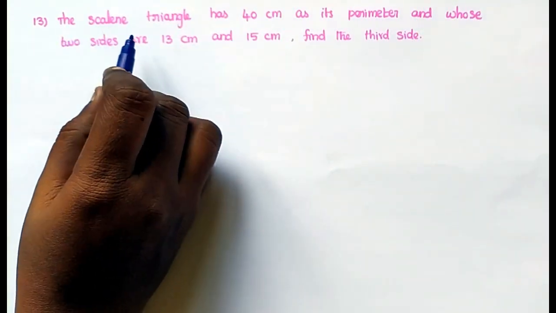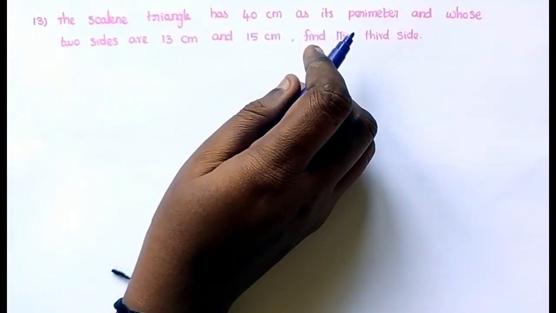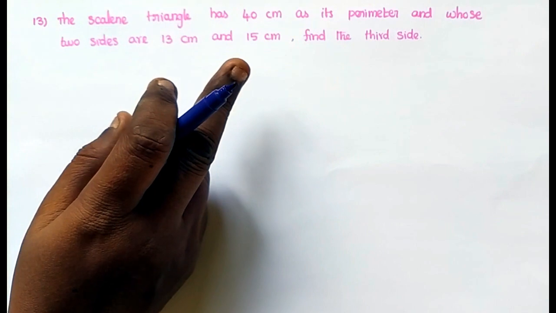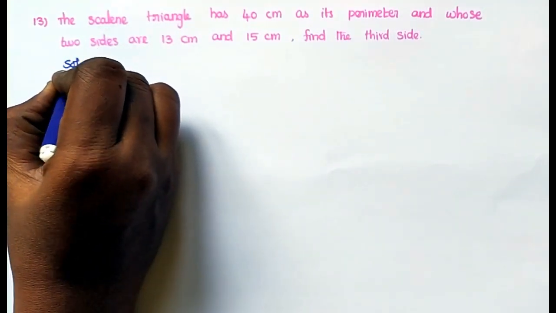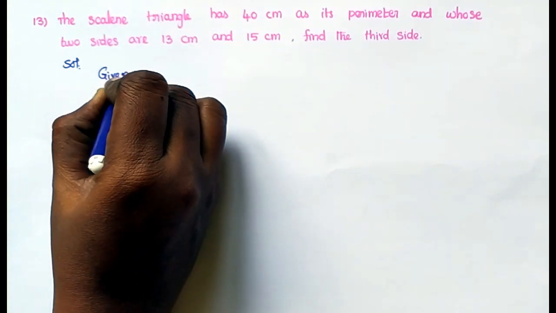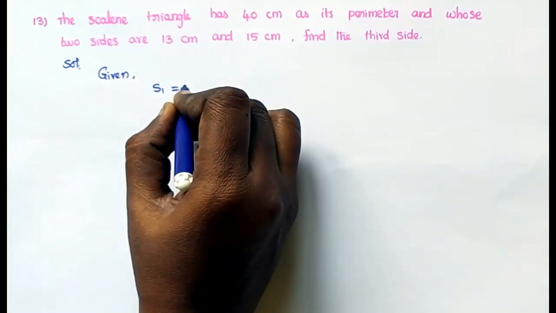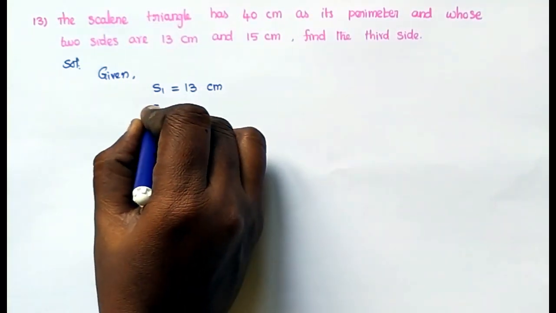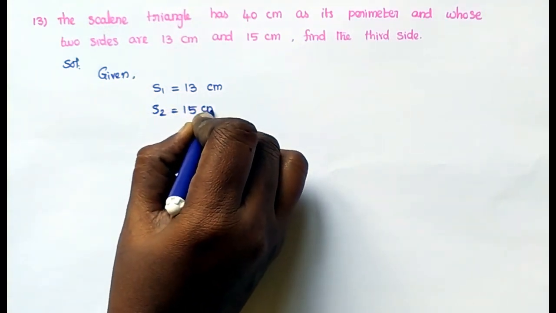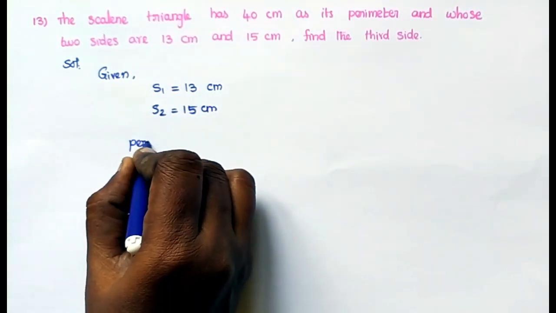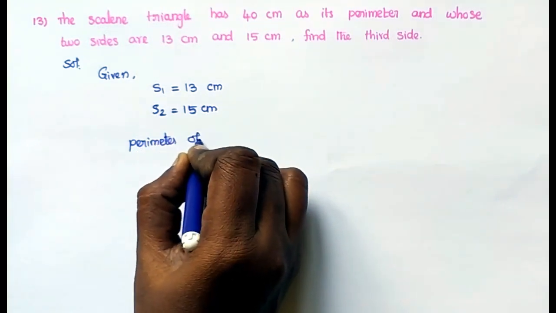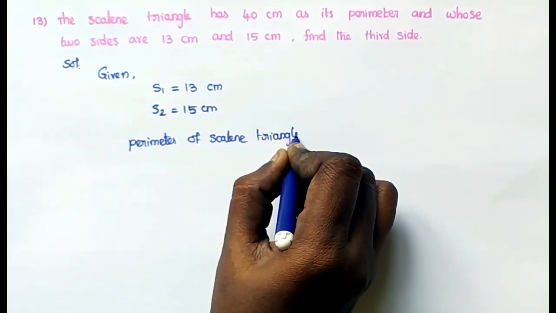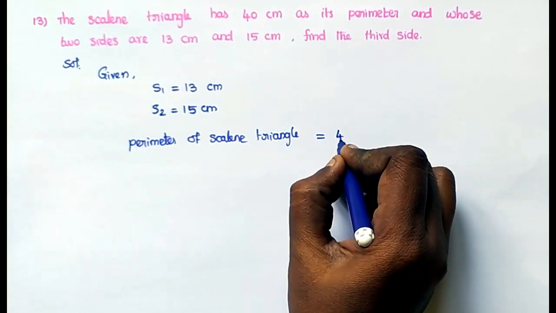13th sum, a scalene triangle has 40 centimeter as its perimeter and whose two sides are 13 centimeter and 15 centimeter. Find the third side. Listen, they given side 1 and side 2 of the scalene triangle, and perimeter also. Perimeter of scalene triangle is equal to how much? 40 centimeter.